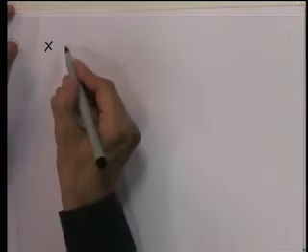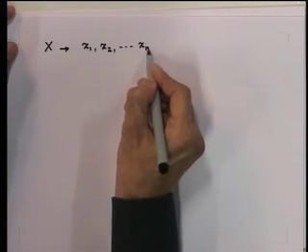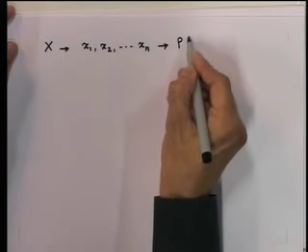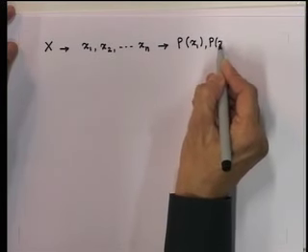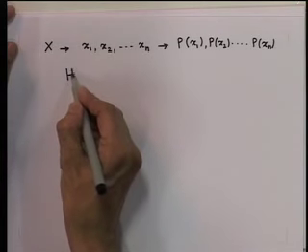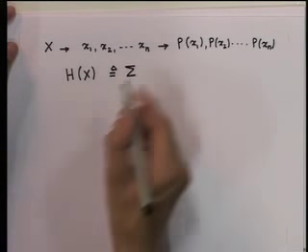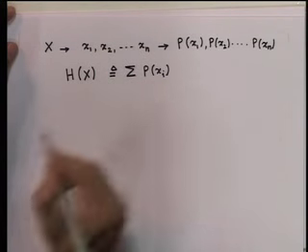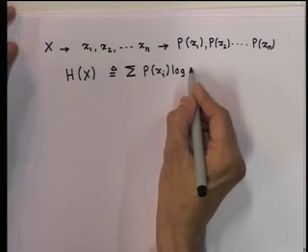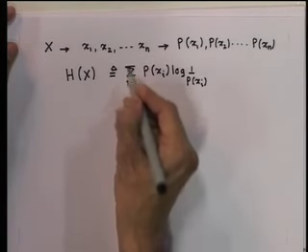Now, we have seen that for a discrete random variable x, which takes on the values x1, x2 up to xn with probabilities p(x1), p(x2), up to p(xn), the entropy H(x) was defined as the summation of P(xi) log 1 by P(xi), i equal to 1 to n.